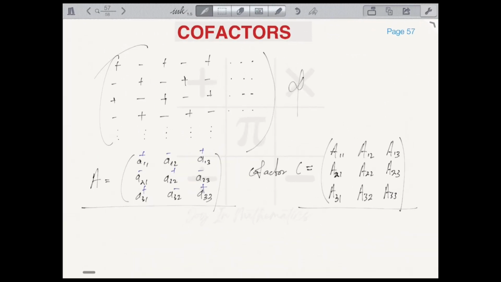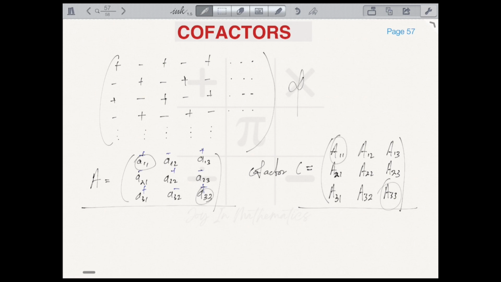I'm sure you remember this concept called place signs when we're evaluating the determinant of a 3 by 3 matrix. Those place signs are put there: positive, negative, positive, negative, positive, negative, and it continues. Now, for each element of a matrix, there is a corresponding cofactor.